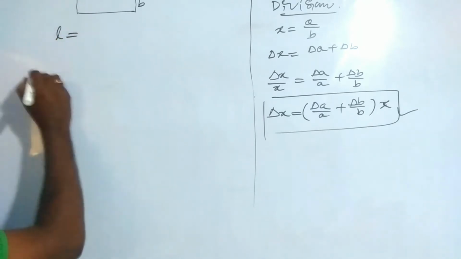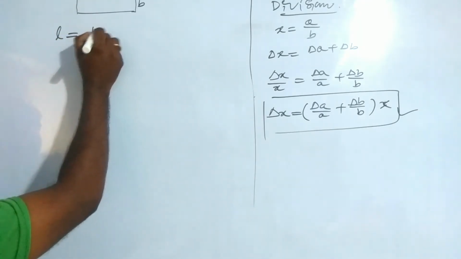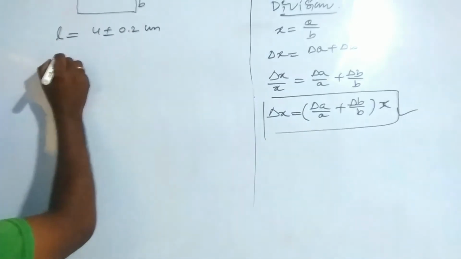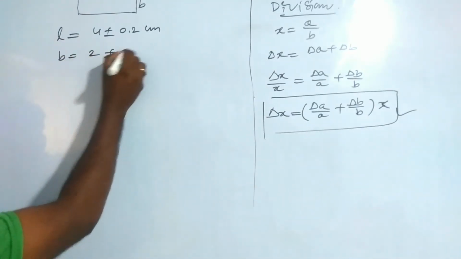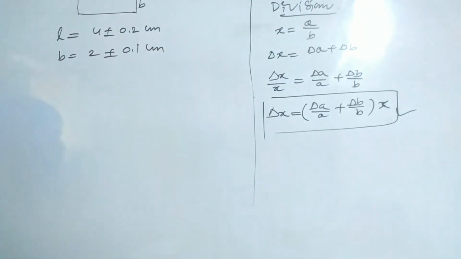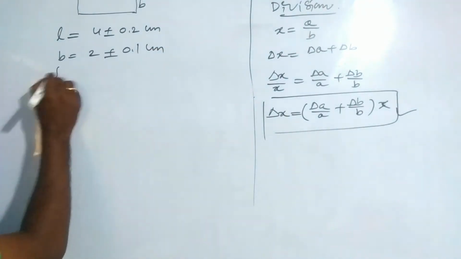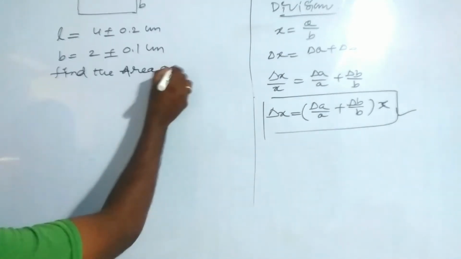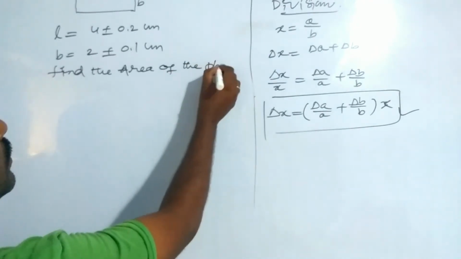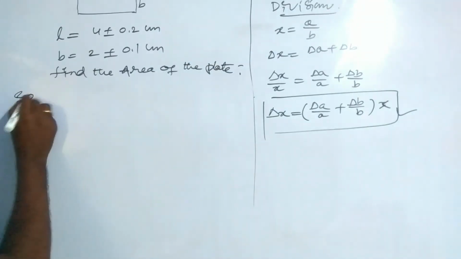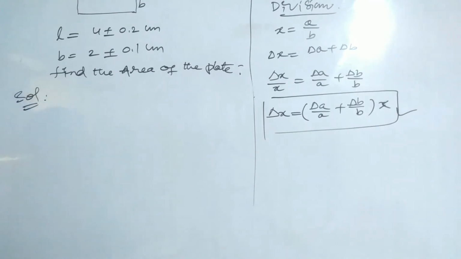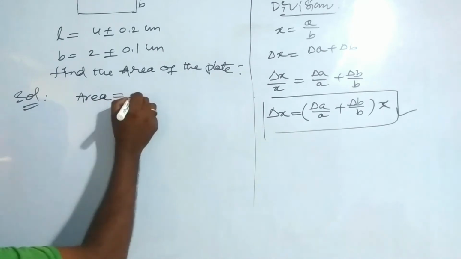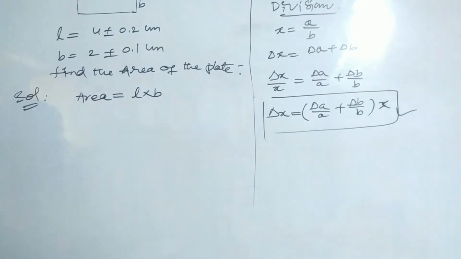Here the values are given: L is equal to 4 plus or minus 0.2 centimeter, and B is equal to 2 plus or minus 0.1 centimeter. Find the area of the plate. So how can we find it? Solve it. The area of the rectangle is length into breadth. This is the formula.